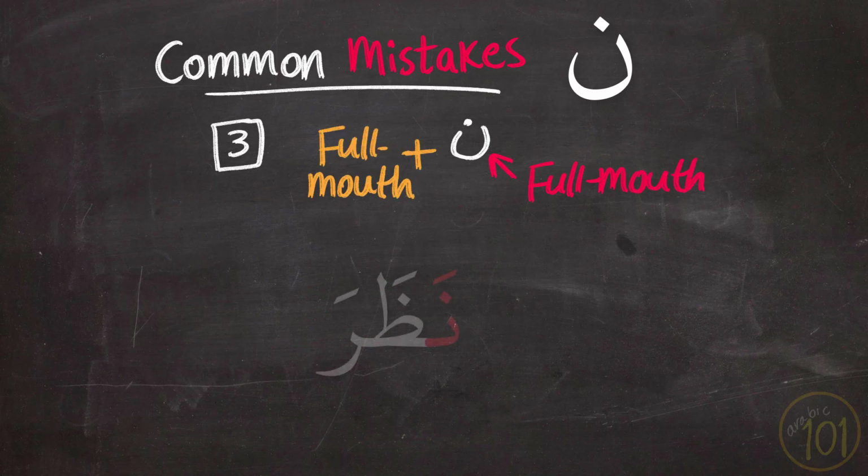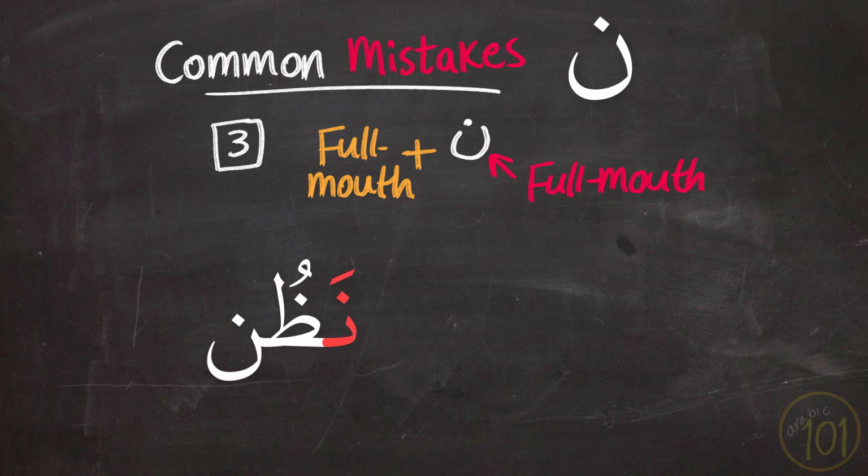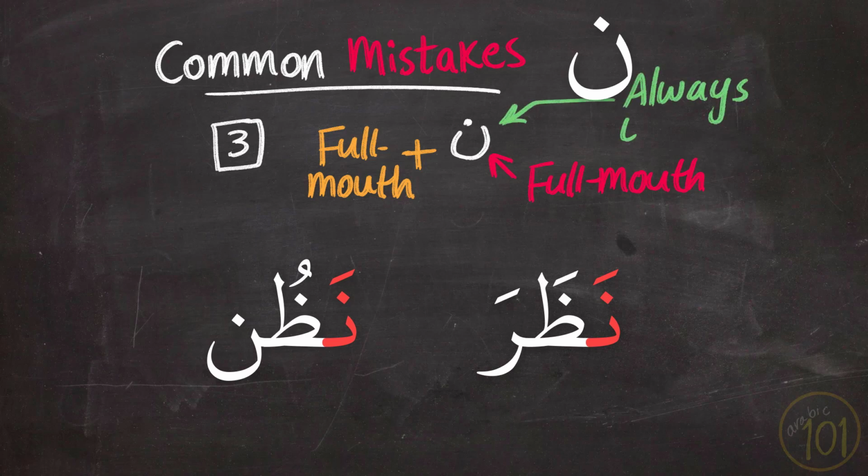The last mistake is making Noon a full mouth letter when followed by a full mouth letter. Like in this word, for example. نظن. So here the Noon is followed by ظا, a full mouth letter. But the Noon is still an empty mouth letter that should not be full mouth at all, and it should sound like this.